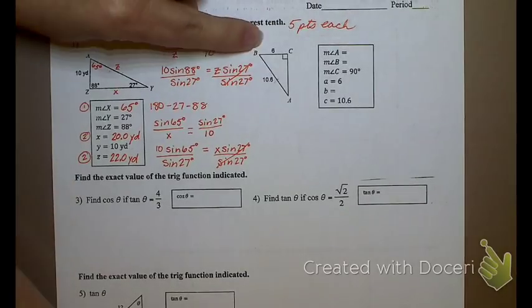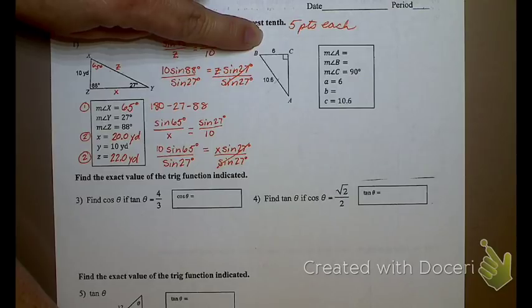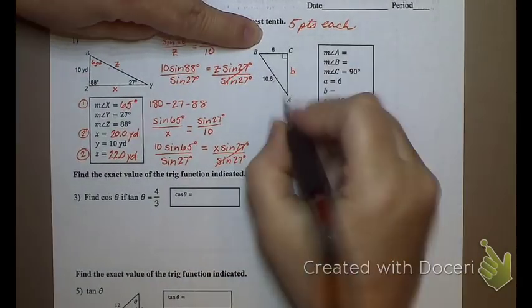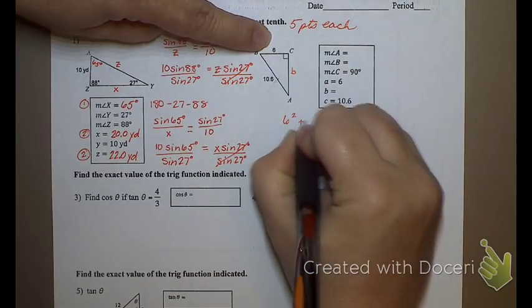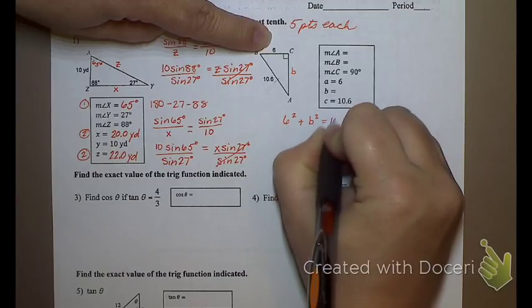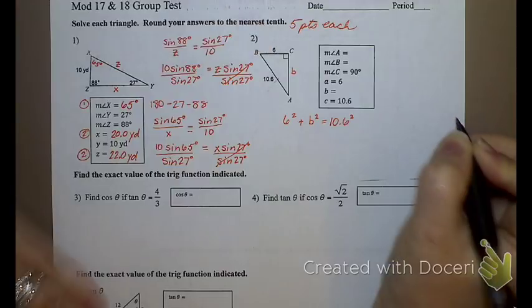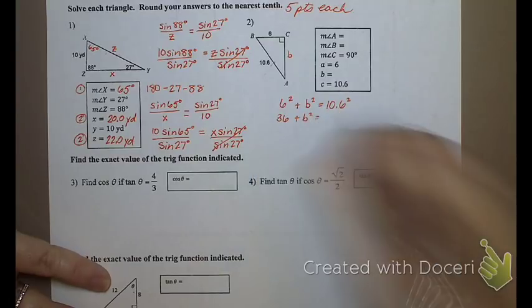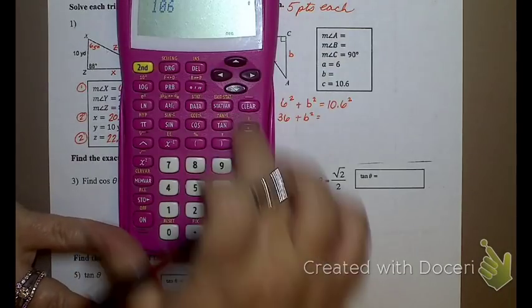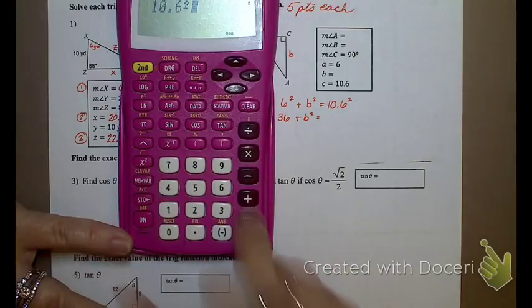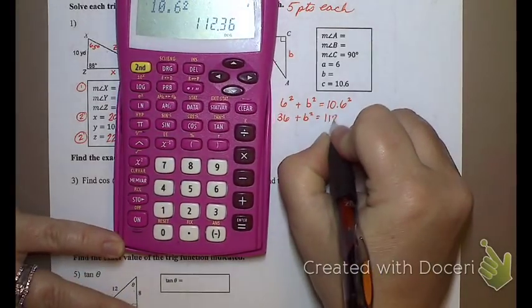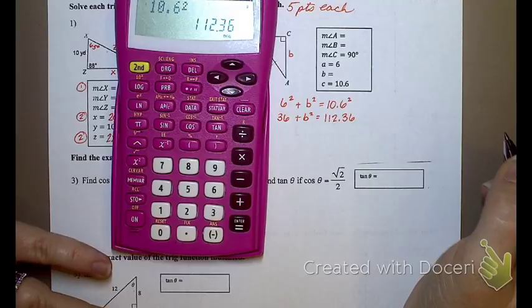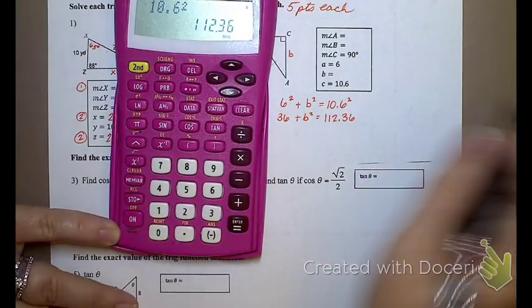So, speaking of a right triangle, in number 2, I have a right triangle, don't I? So, can I use Pythagorean theorem to find little b? Yes. So, that would be 6 squared plus little b squared is equal to 10.6 squared. Well, I know 6 squared is 36. 10.6 squared is 112.36. Now, I don't want to round anything off here. I want to keep everything as much as I can until the very end.